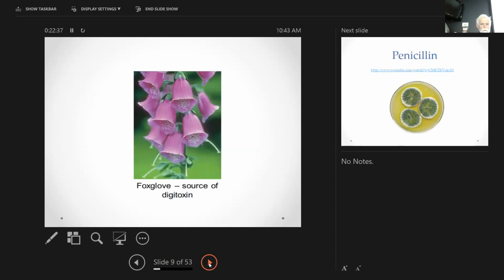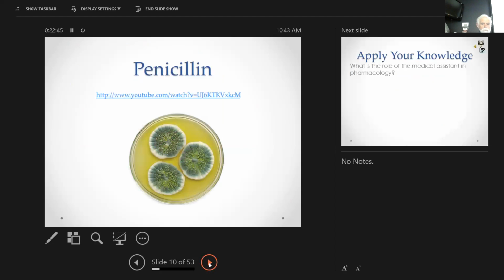This is a picture of the flower of the foxglove plant. It's a beautiful flower, isn't it? Which we use as our source of digoxin. This is a picture of penicillin mold growing on a plate. Penicillin was actually discovered by accident.